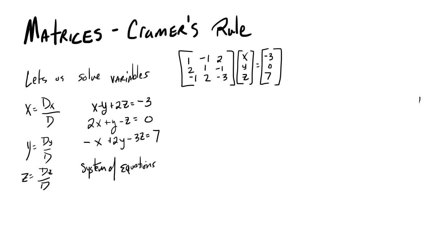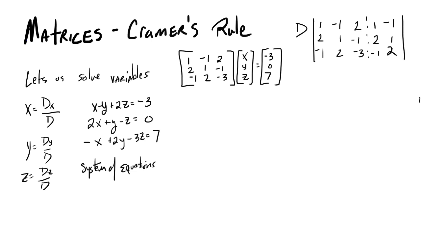Let's do this. First I'll find the regular determinant. Just like in the other video we did in class, I write the matrix out. The only problem is I don't have enough columns down, so I'm going to copy over the first two columns.